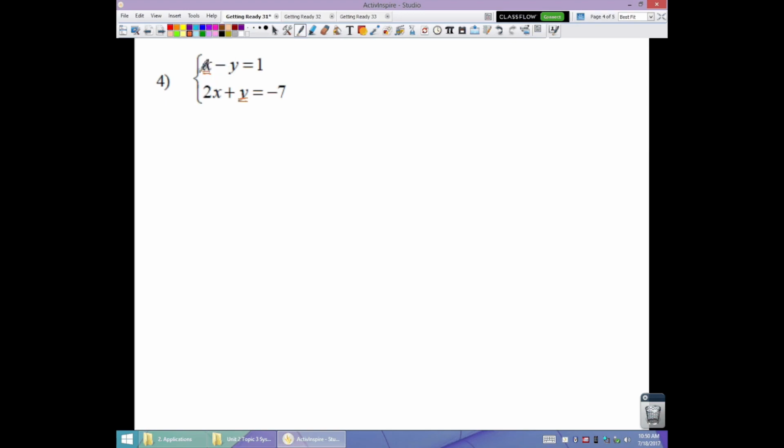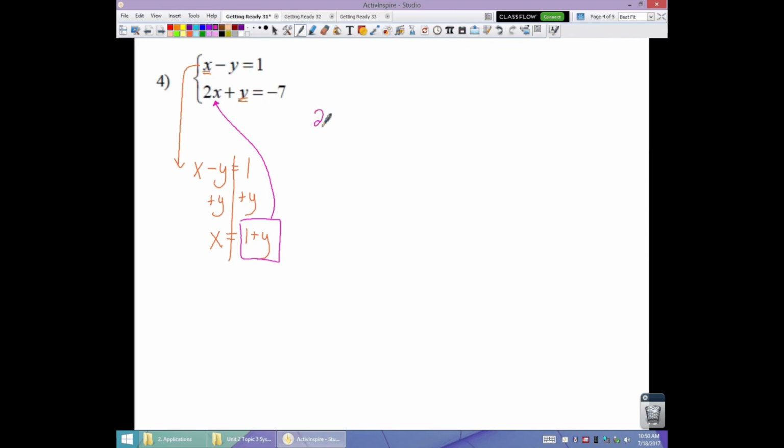Okay? So I'm going to choose this first equation, x minus y equals 1, and I'm going to solve for x. So in order to isolate that x, I will add y to both sides, leaving me x equals 1 plus y. And that's the one I box. I did that so I can substitute the box into the other equation. This time, since I solved for x, I'm substituting it in where the x used to be in that equation.